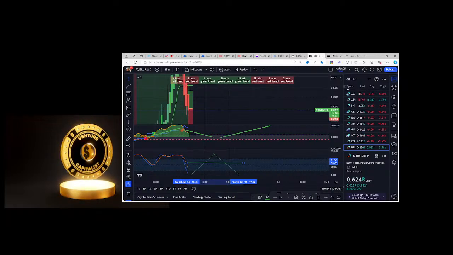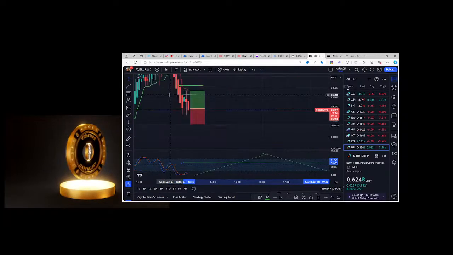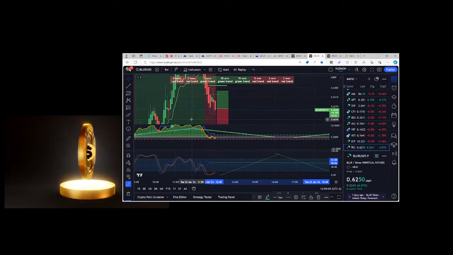The first part is just identifying weakness, right? You identify weakness on the 3 minute. You identify weakness on the 5 minute. And once you identify that weakness, then you go look for the trade. So we've identified that blur is becoming a short.